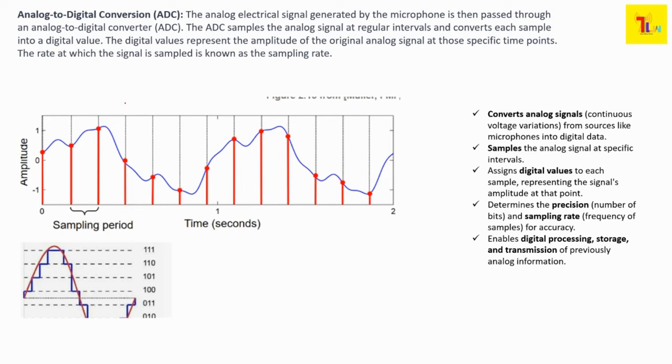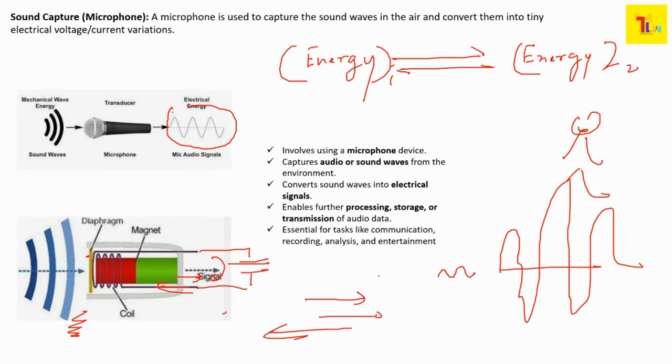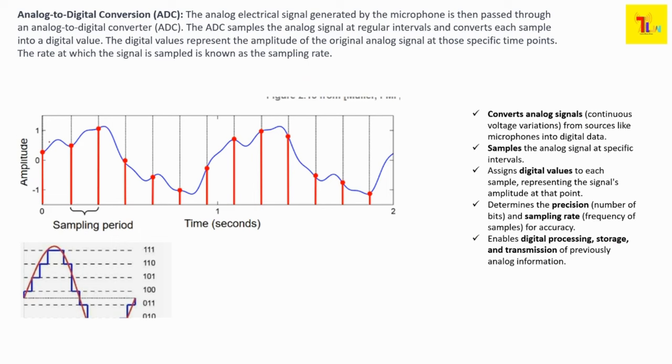So the first step is capturing the sound. The sound will be captured like this, something like this. Suppose this is your sound, right? The next step is to do the analog to digital conversion, right? So this is the analog to digital conversion.